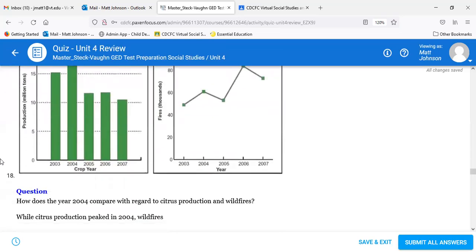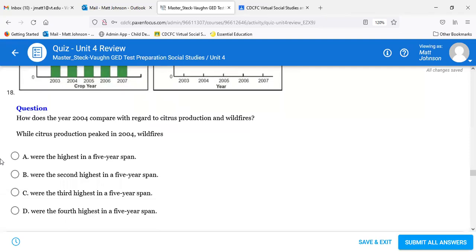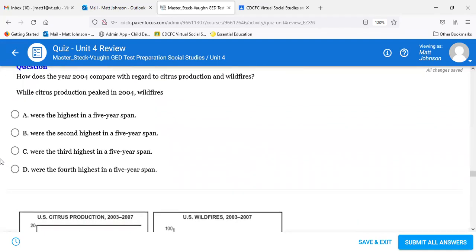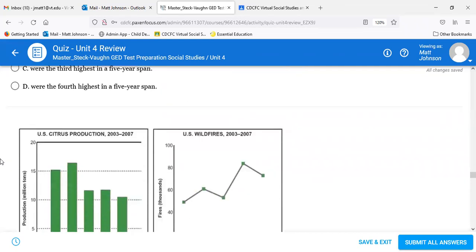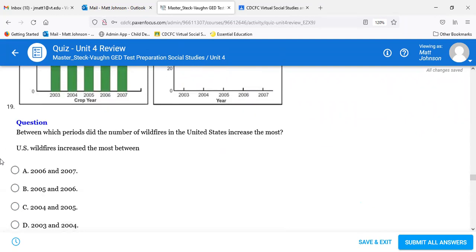Okay, and we have 18, our same information. How about Etta? You want to read 18 for us? Okay, how does the year 2004 compare with regard to citrus production and wildfires? While citrus production peaked in 2004, wildfires A, were the highest in a 5-year span. B, were the second highest in a 5-year span. C, were the third highest in a 5-year span, or D, were the fourth highest in a 5-year span.